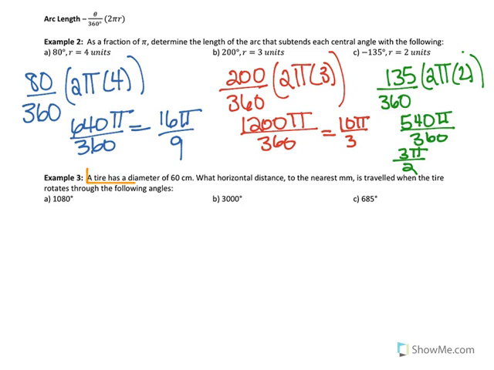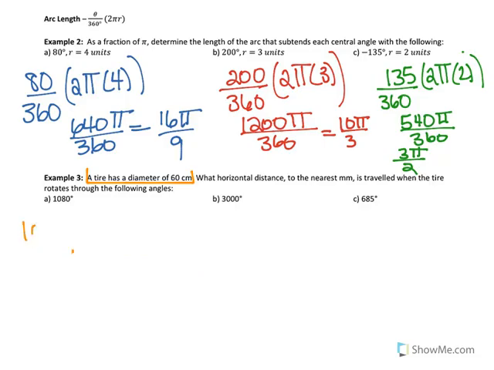Okay, a tire has a diameter of 60 centimeters. What horizontal distance is traveled when it rotates the following degrees? This is exactly what we just did. As a tire is rolling, it's going to unroll this distance onto the ground, and then it's going to roll again. It's just the distance around the tire.